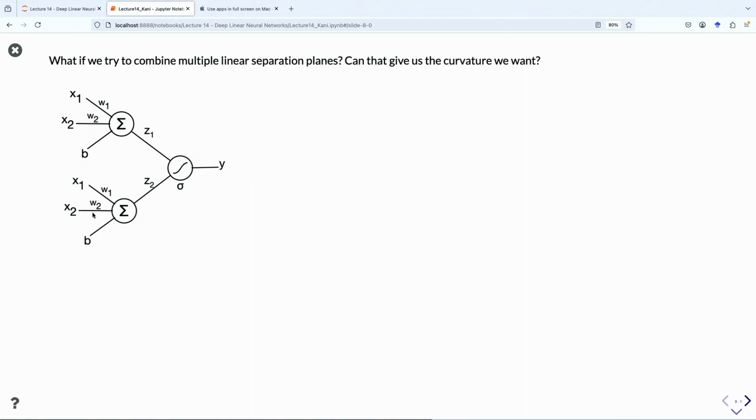But all we need to do is, instead of having a single logit feeding into the sigmoid function, we just sum two logits feeding into the sigmoid function. So let's see what we get in that case. So how do we do this?